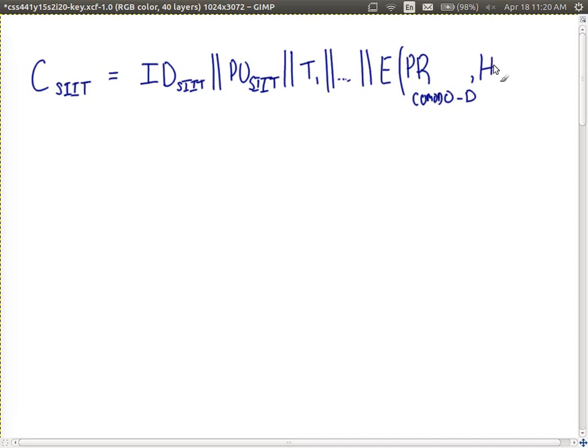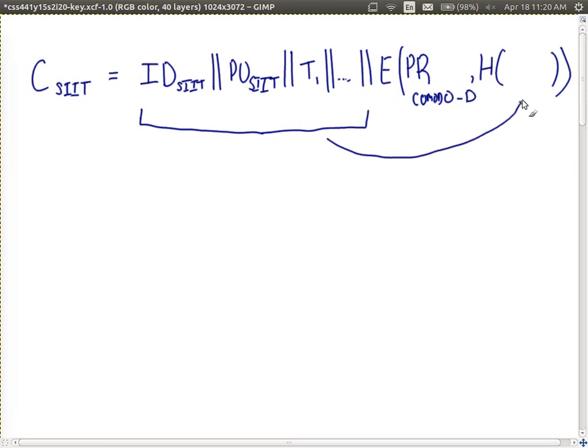And the hash of what? We take the ID of SIT, the public key, the timestamps, all those other fields, and all of those fields are used in the hash algorithm. Then that hash value is encrypted with the private key of Komodo, the domain validation server. And that becomes the certificate of SIT.